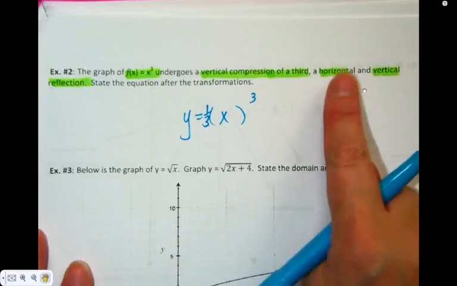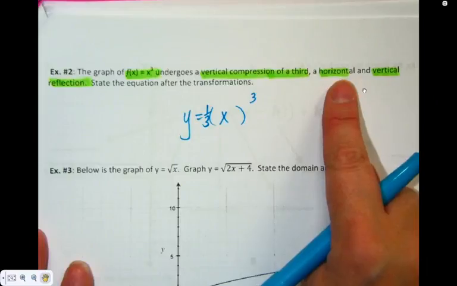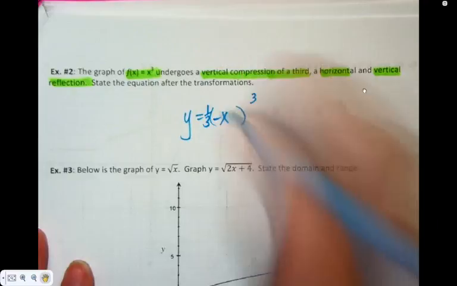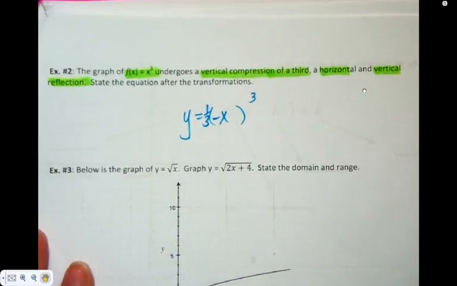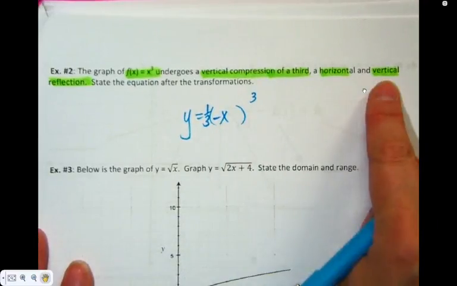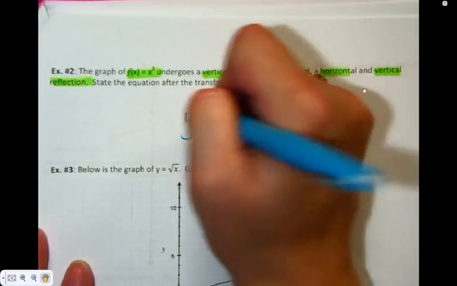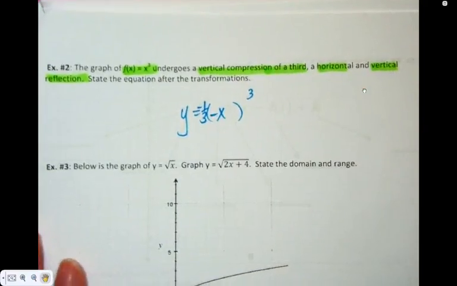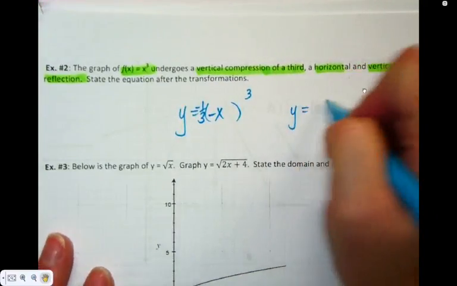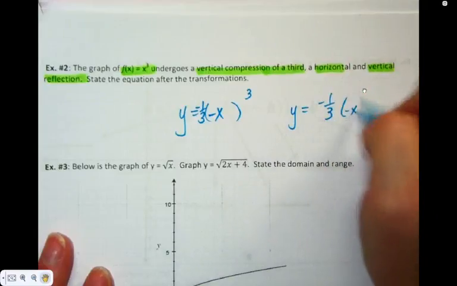Horizontal reflection. Horizontal means it is inside. How do I display a reflection? It's just a negative, so I'm going to tuck a negative in front of the x. Vertical reflections are outside, so I'm going to tuck a negative out front. And then because I'm left-brained, I'm going to rewrite it and make it look prettier. And right brains probably don't care.